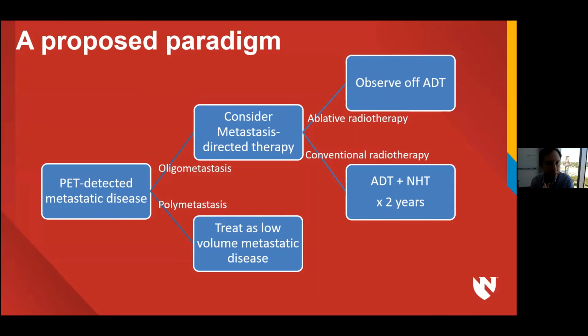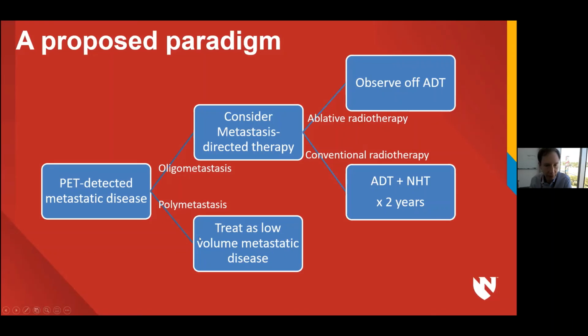I have a flow diagram here as a proposed paradigm about how I often think about these patients. If we have a patient with PET-detected metastatic disease, the question is whether this is somebody we could consider for metastasis-directed therapy, based on the size, number, and location of these metastases. There has not necessarily been a standard definition of oligometastasis in terms of number. Or is this clearly polymetastatic disease?